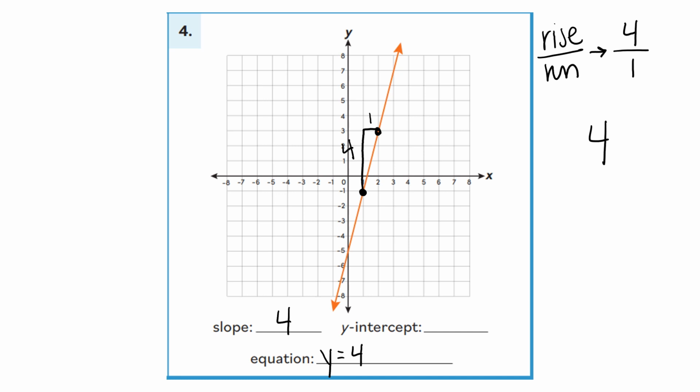y equals 4x. Our y-intercept comes from the y-axis, and our line crosses the y-axis at -5. And so -5 goes in our equation in the y-intercept position. y equals 4x - 5.